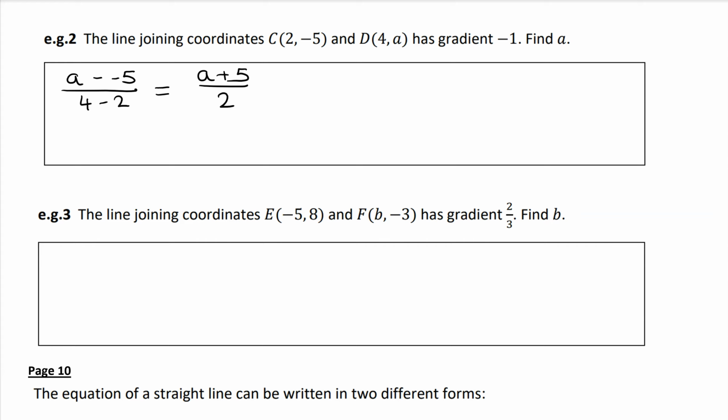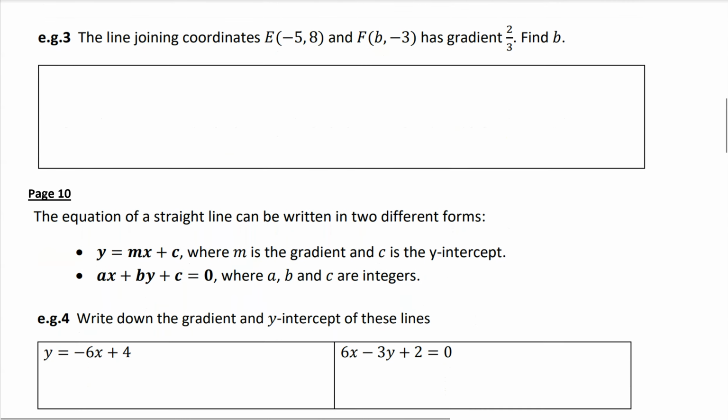However, I know that it has a gradient of minus 1. So I know a plus 5 over 2 must be equal to negative 1. Then if we just simply rearrange this equation to solve it for a, I get a as negative 7.